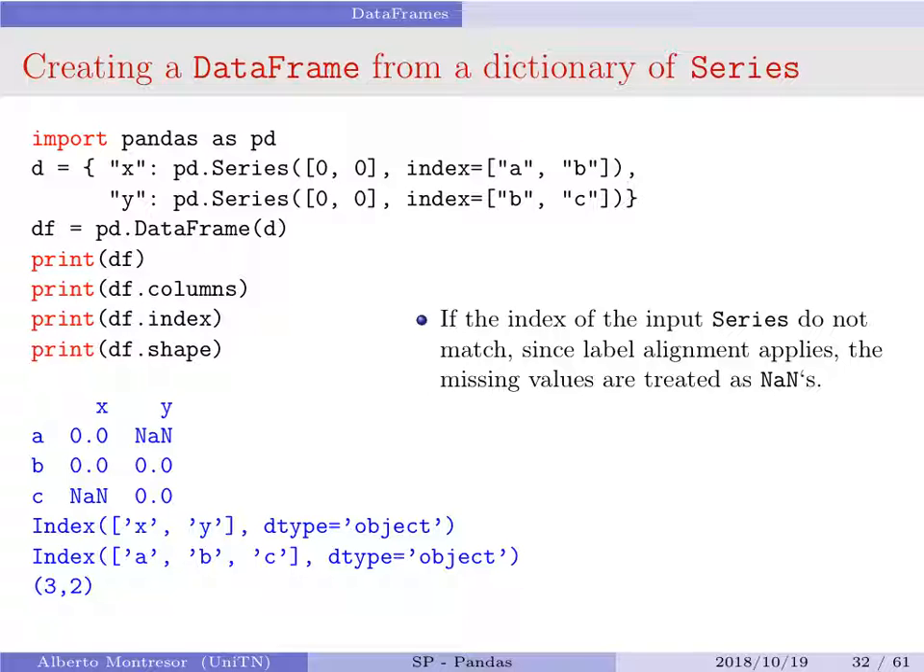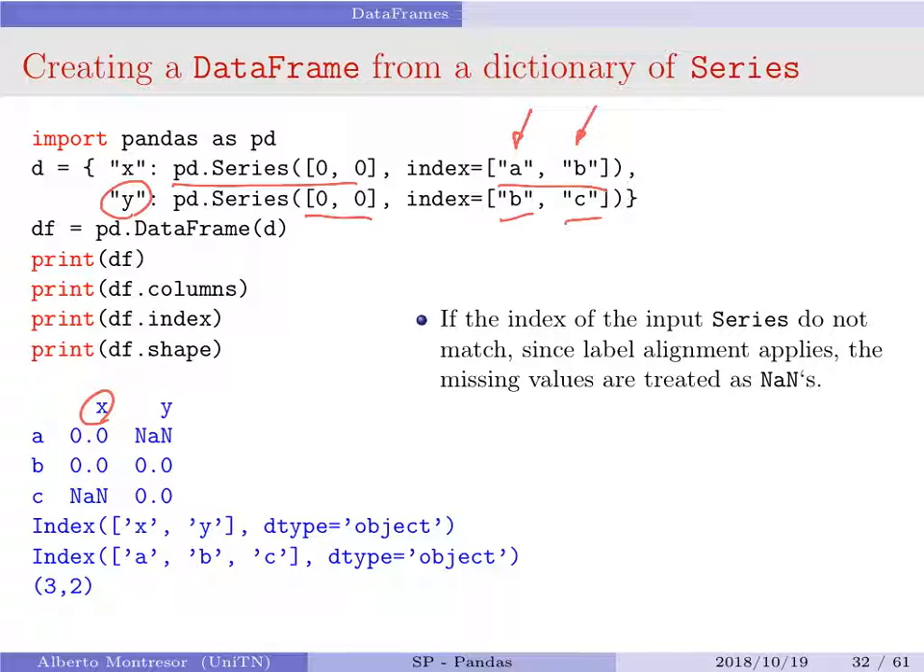You can also create different indexes for each of your columns, but you must be careful. You see I have a series here which contains 0, 0, and I have an index for this, A and B. Then this is column X, and then I have a column Y where I have 0, 0 again, but this is linked to B and C, which is different from A and B.